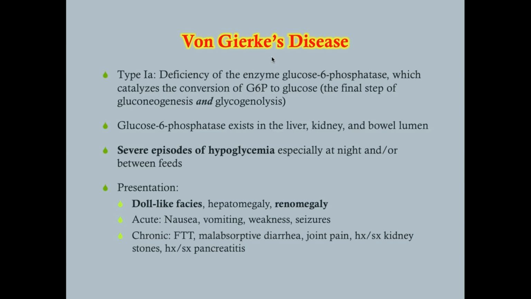So how do you point out von Gierke's? Well, first of all, one of the unique things compared to the other glycogen storage diseases is that they have a doll-like facies. Okay? You'll just have to remember that. It has to do with the genetic defect, has nothing to do with the glycogen storage issues. They'll also, in addition to having a hepatomegaly, which is common among the glycogen storage diseases, have a renomegaly. Why? Because glucose 6-phosphatase exists not only in the liver but also in the kidneys. So they'll be continuing to form glycogen in the kidneys as well, and their kidneys will become enlarged.